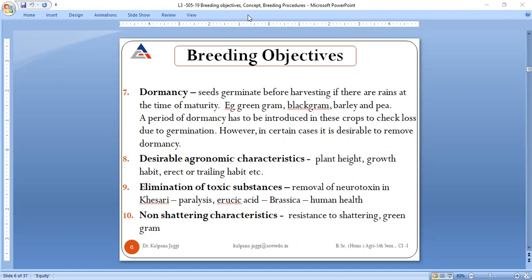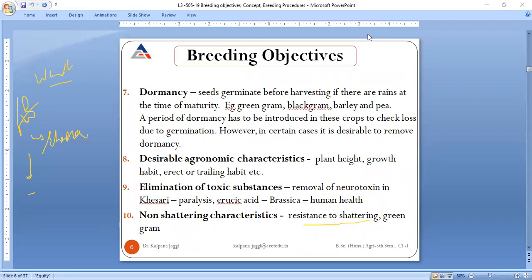Then sometimes what happens, plants are so weak that they cannot withstand the wind conditions. If the wind is blowing at a very high rate, then all the leaves, sometimes stems, keep on shattering, right? So with the help of a modification of the genetic content, we can make our variety resistant to shattering. So this is also one of the benefits, or say these are the objectives of the breeding.